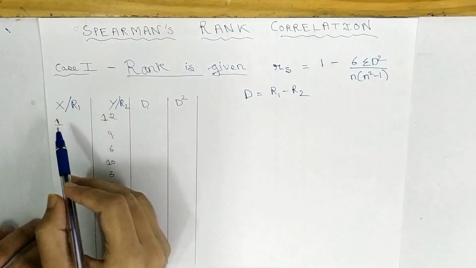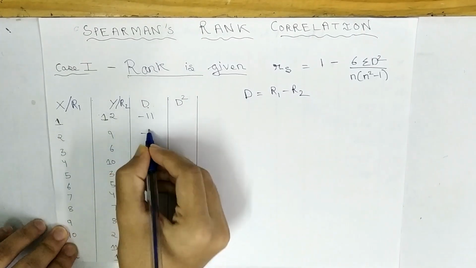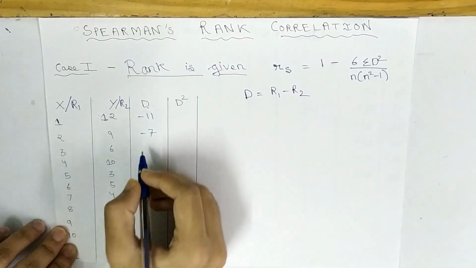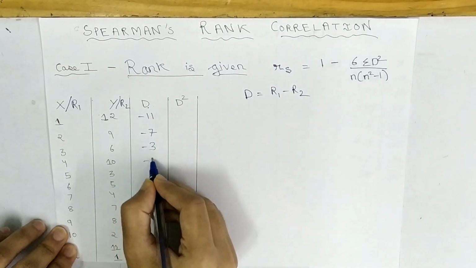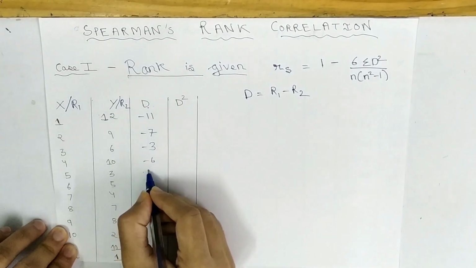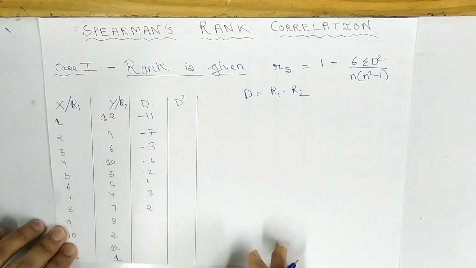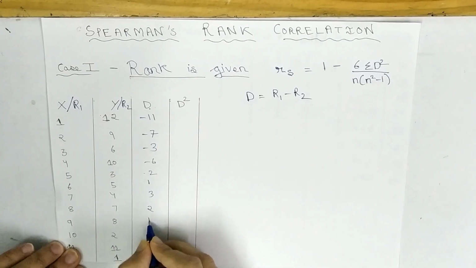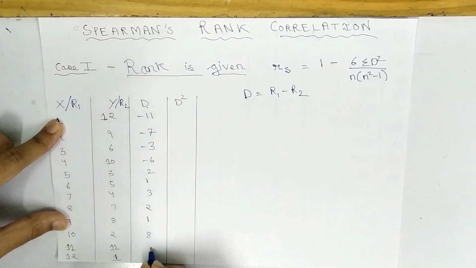Now we subtract: 1 minus 12, that is minus 11, 2 minus 9, that is minus 7, 3 minus 6, that is minus 3, and so on. That is minus 6, 2, 1, 3, 2, 1, 8, 0, and 11.